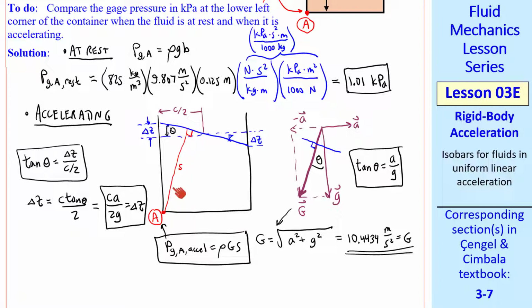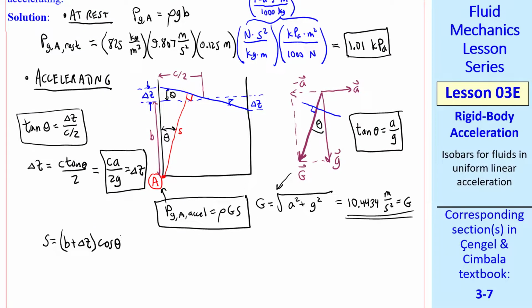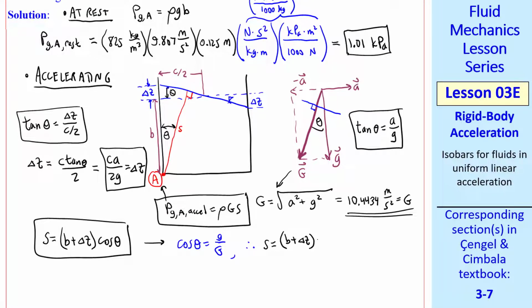So now we need to use some trig to get s. Since this is the original height of the liquid, this height is b, and this full distance here is b plus delta z. This angle is also theta, so s equals b plus delta z times cosine theta. But from our diagram, cosine theta is this little g over capital G. Therefore, s equals b plus delta z, times little g over big G. And plugging in delta z from here, we get s equals b plus c a over 2g, times g over capital G.